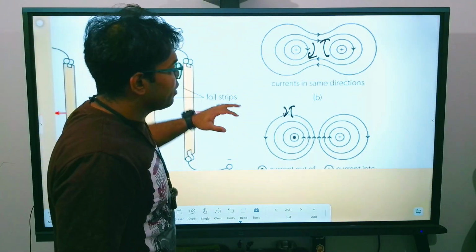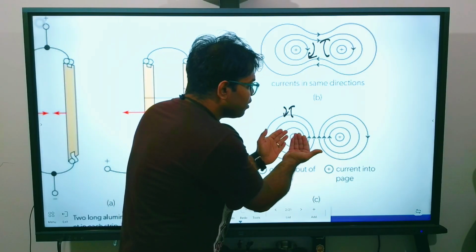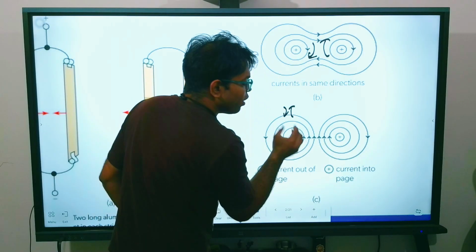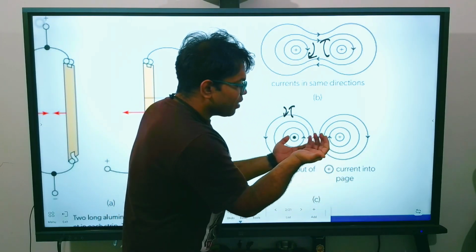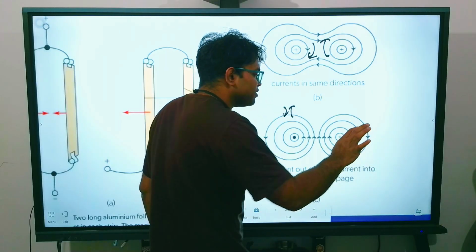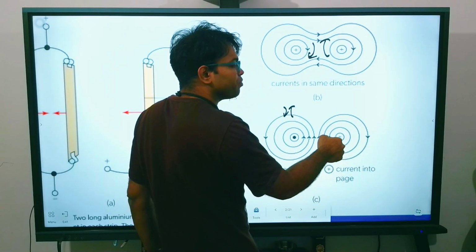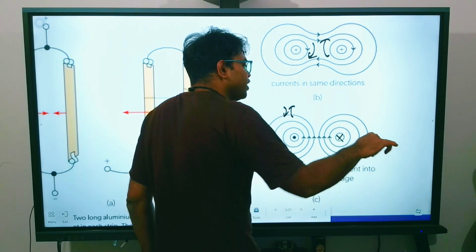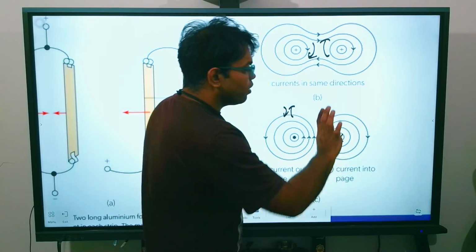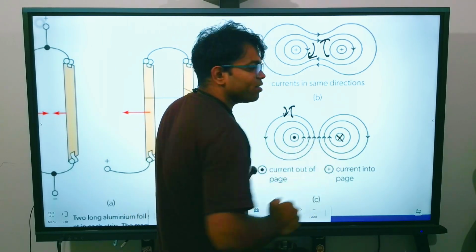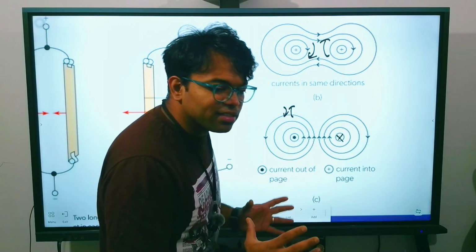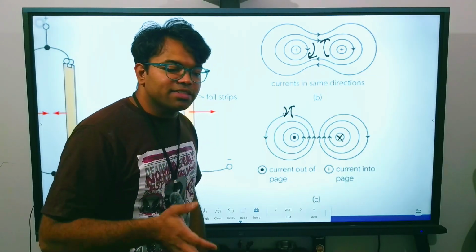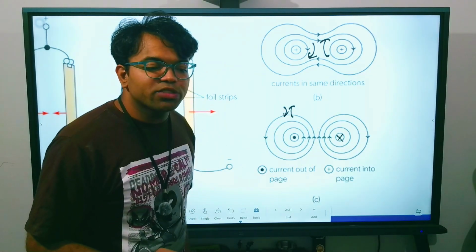In this case, look at them. Now the current is coming out of the page. A dot means the current is coming out of the page. A cross means the current is going inside the page. We don't use a plus sign, we use a cross sign. Now, in both the cases, in the middle, what is happening? The magnetic field is in the upward direction, so we can say that these two fields will repel each other.